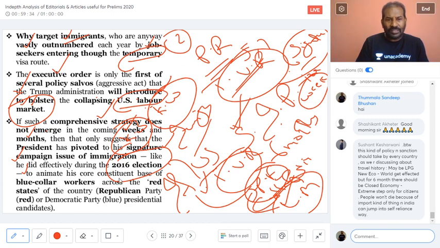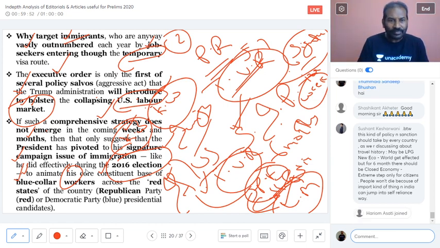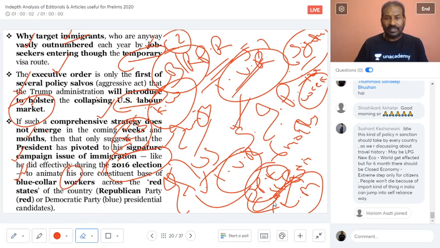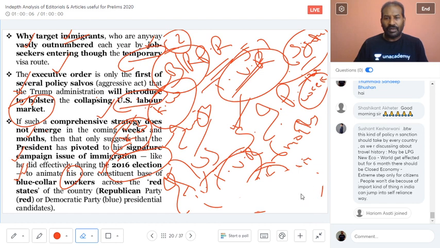To animate his core constituent base, here it is Trump, his constituent base of blue collar workers. Please do understand here: blue collar workers across red states. Can anyone say what these blue collar workers across red states are? Okay, I will tell because time is running out. You have something called blue and red, because whenever you see the US presidential elections, the map is covered with blue and red.